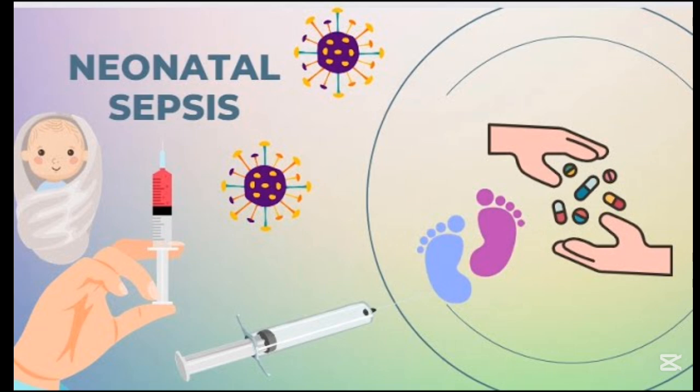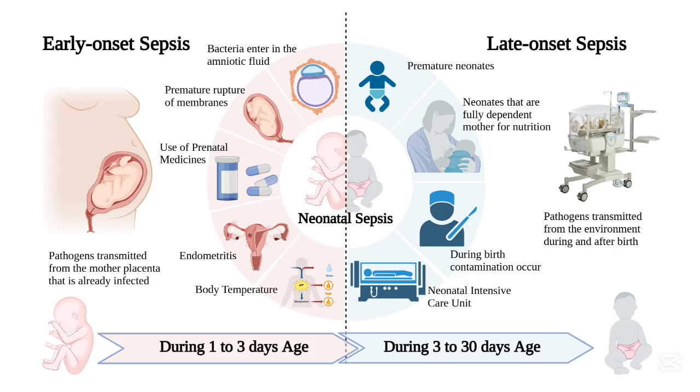So what are the different types that we have? There are basically two types of neonatal sepsis. We have early onset neonatal sepsis that occurs within 72 hours, and this is usually maternally acquired. And we also have late onset neonatal sepsis that occurs after 72 hours to 28 days, and this is often hospital or community acquired.